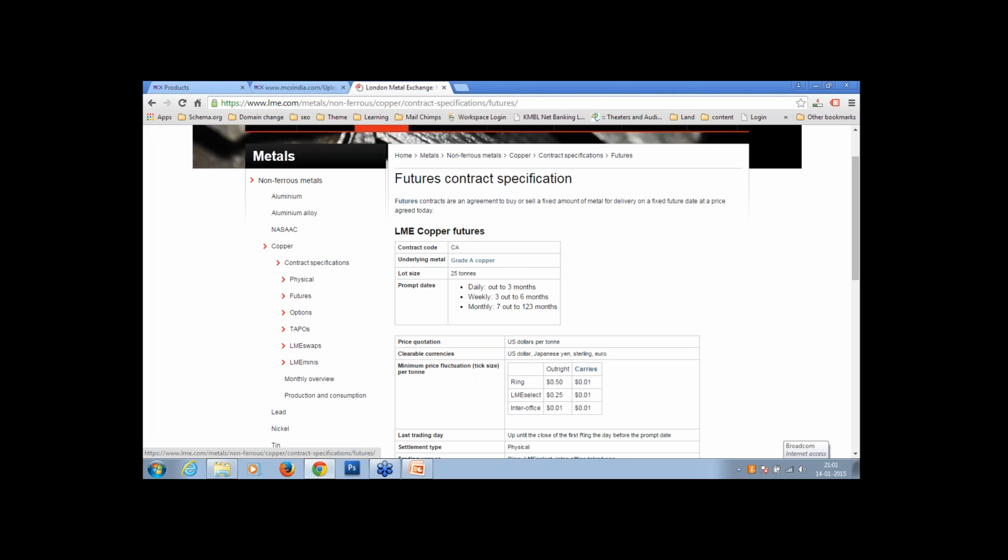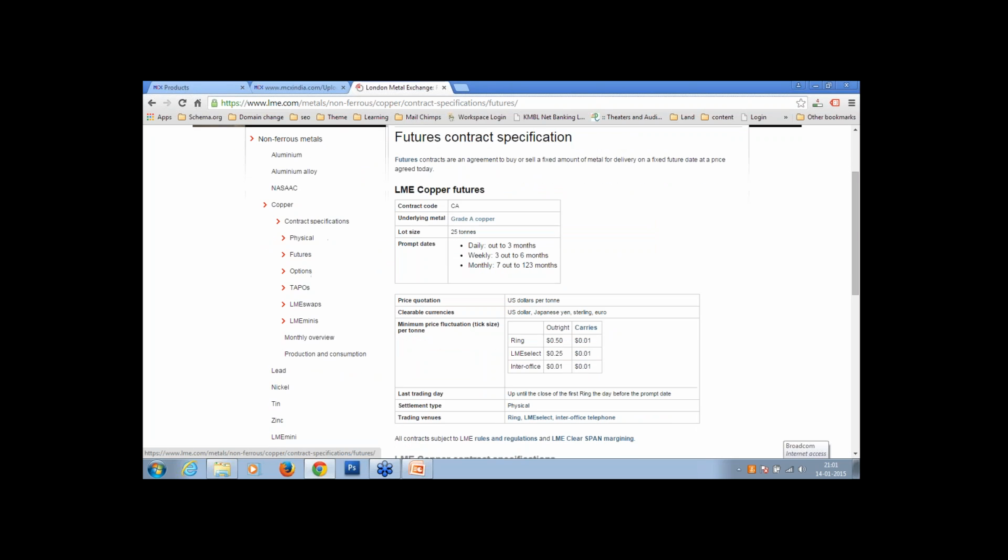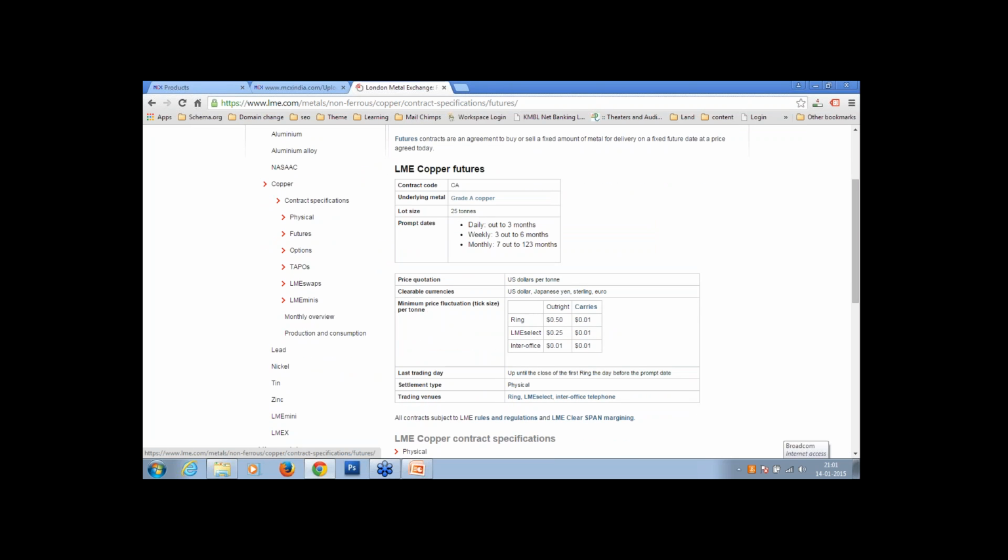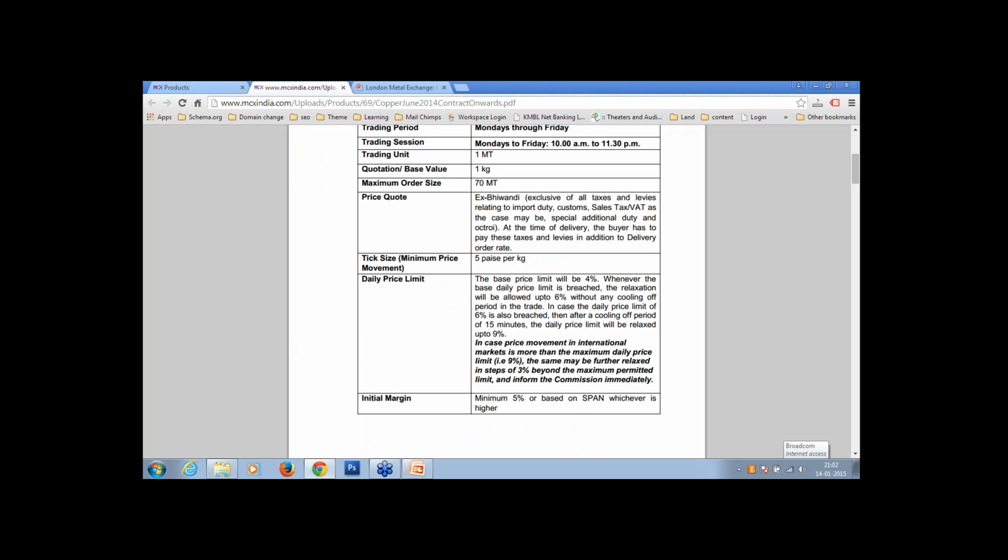So what is the tick size here? Let me see. The tick size here is 50 cents, on ring. Okay. So they have three kinds of trading done: ring, LME select, and inter-office. So in these three kinds of trading, we have different kinds of tick sizes. Then the base price limit will be 4%.